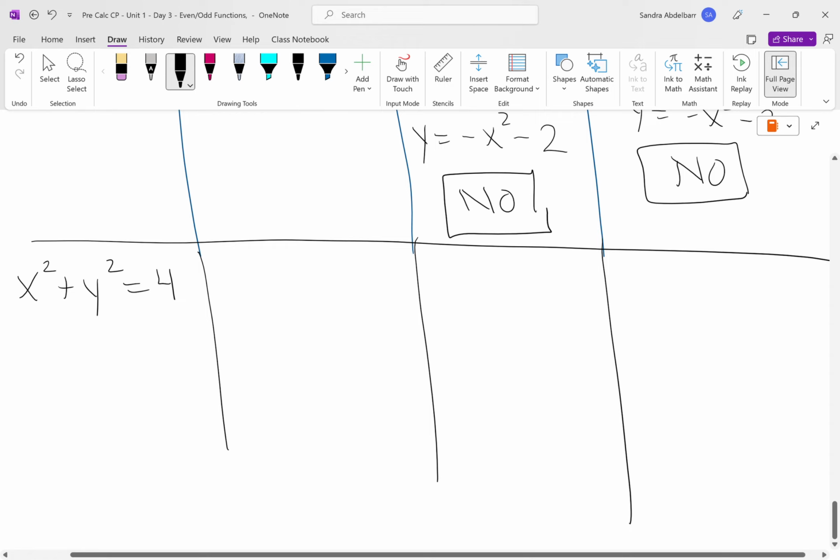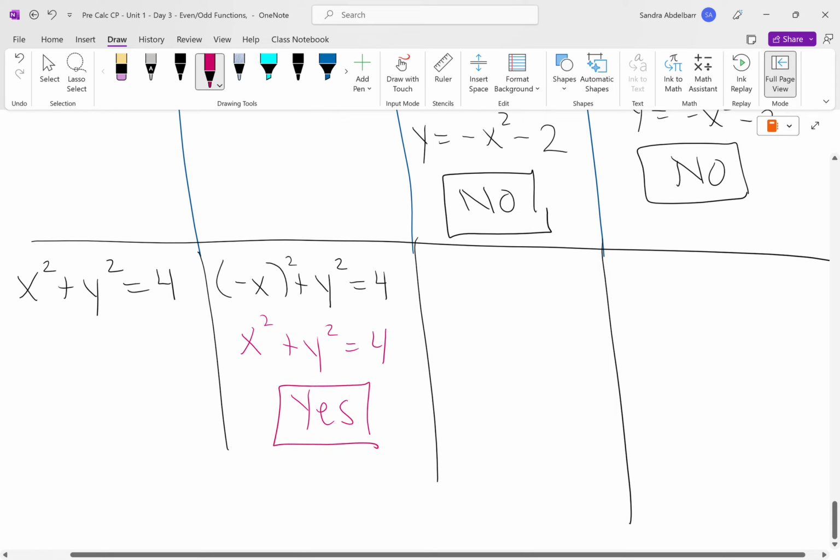Let's do x squared plus y squared equals 4. So when we're testing symmetry to the y-axis, we're going to replace the x with a negative. So we are negative x squared plus y squared equals 4. So then we're at x squared plus y squared equals 4. Are they the same? Yeah, so is it symmetric to the y-axis? Yes. All right, now we're going to test to see if it's symmetric to the x-axis.